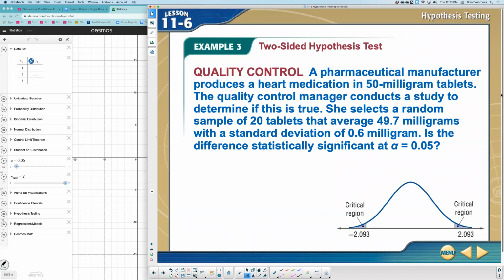Okay, so first let's find out what the claim is. The claim is that the heart medication is 50 milligram tablets. And so the null would be equal to 50. Now here's what's weird, I believe, let me check the textbook again. I think they actually say less than, but I don't agree with that on this particular problem. No, I'm wrong. The textbook does say equal to. Yeah. The claim is that the mean will equal 50.